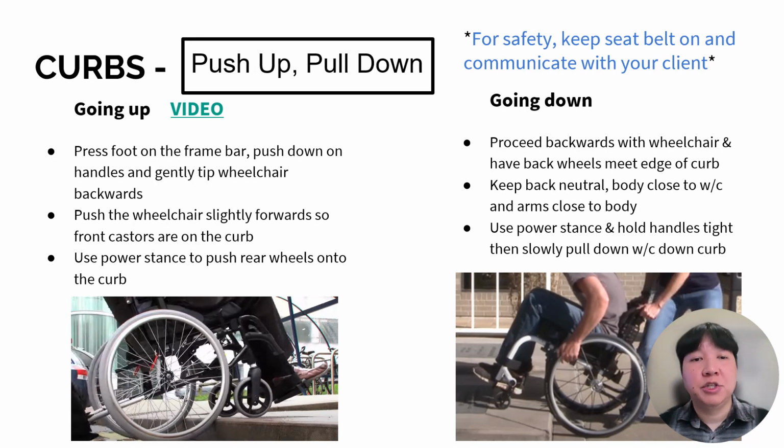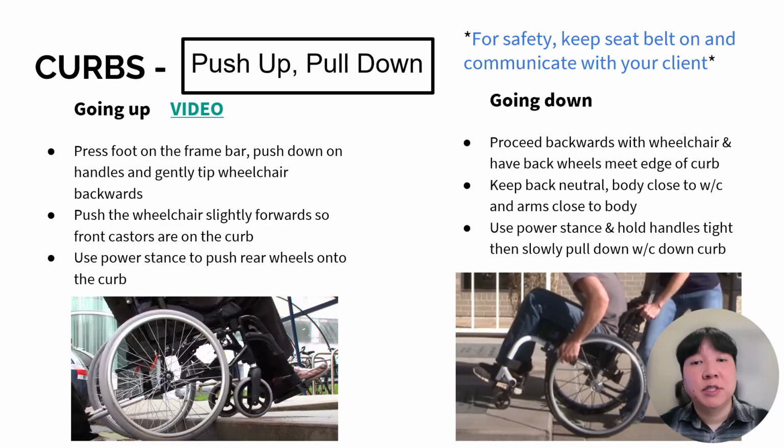When maneuvering clients in wheelchairs outdoors, you may need to navigate curbs that are not accessible to wheelchair users. If you need to assist a client with navigating up a curb in their wheelchair safely, please do the following. Before you begin, ensure your client has their seatbelt on and always communicate with your client. Press your foot on the wheelchair frame bar, not the anti-tippers, push down on the handles, and gently tip the wheelchair backwards. Then push the wheelchair slightly forward so that the front wheels are on the curb. Then use the power stance to push the back wheels onto the curb. It is very important that you do not lift the wheelchair while pushing it up a curb.